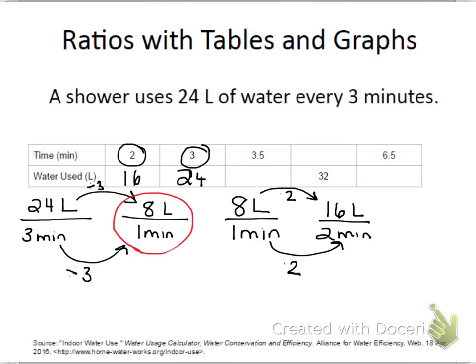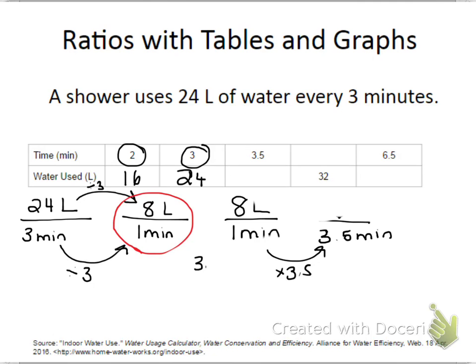So what I'm going to do is start with my 8 liters in 1 minute again, but this time instead of going to 2 minutes, I'm going to 3 5/10 of a minute. To go from 1 to 3 5/10, I multiply by 3 5/10. So I'm going to do the same thing with my numerator. 3 5/10 times 8. 8 times 5 is 40. 8 times 3 is 24, plus 4 is 28.